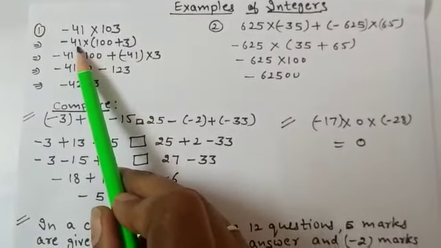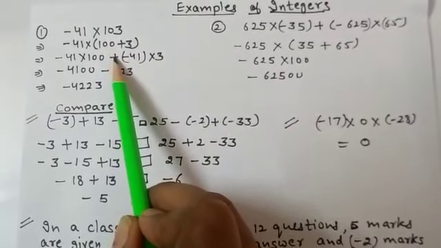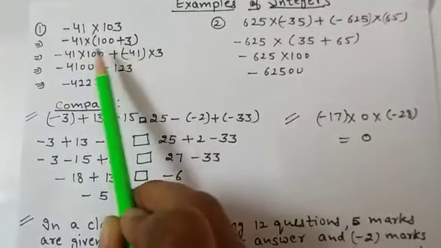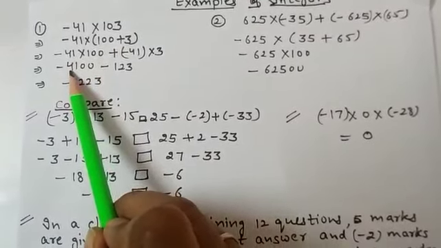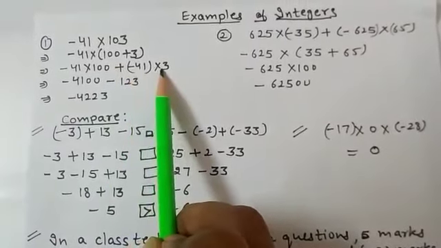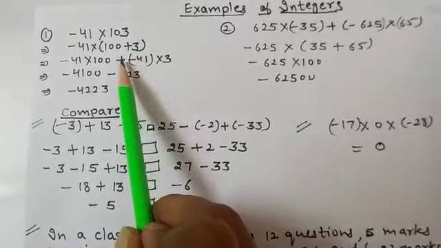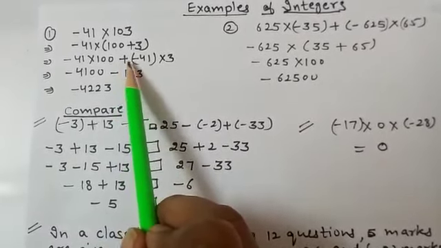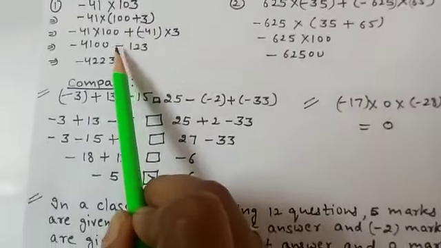First we multiply 41 into 100, then we write a plus sign, then 41 multiplied by 3. Minus 41 into 100 is minus 4100. 41 multiplied by 3, we get minus 143, because we know if both signs are same then it becomes plus, but if the two signs are different, it becomes minus.